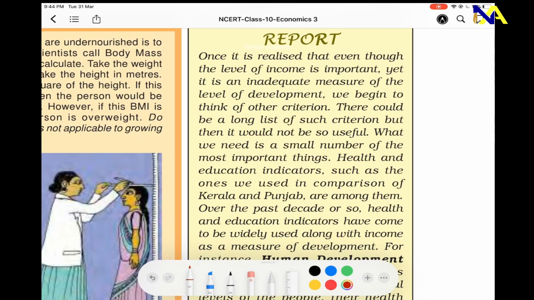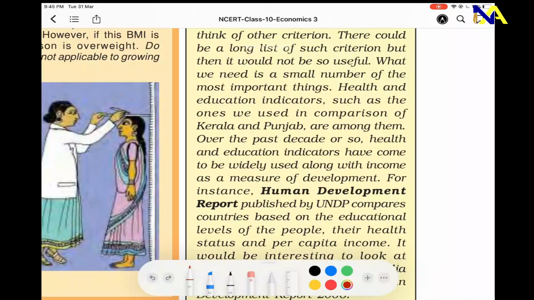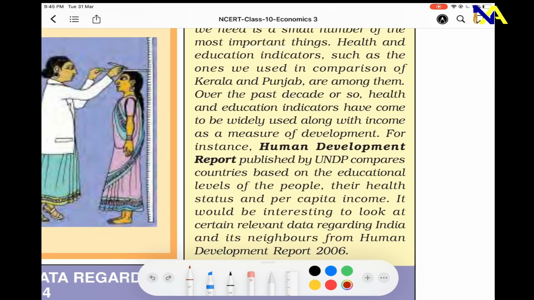Once it is realized that even though the level of income is important, yet it is an inadequate measure of the level of development. There could be a long list of such criteria. What we need is a small number of the most important things, health and education indicators, such as the ones we use in comparison of Kerala and Punjab. We have already discussed that. Over the past decade or so, health and education indicators have come to be widely used along with income as a measure of development. The Human Development Report published by UNDP compares countries based on education level of the people, their health status and per capita income.